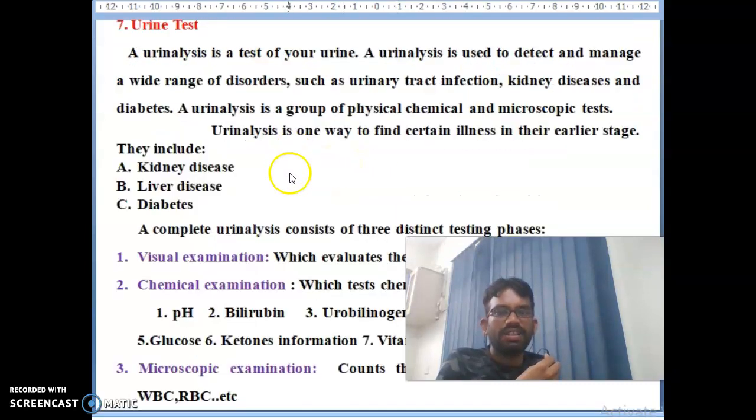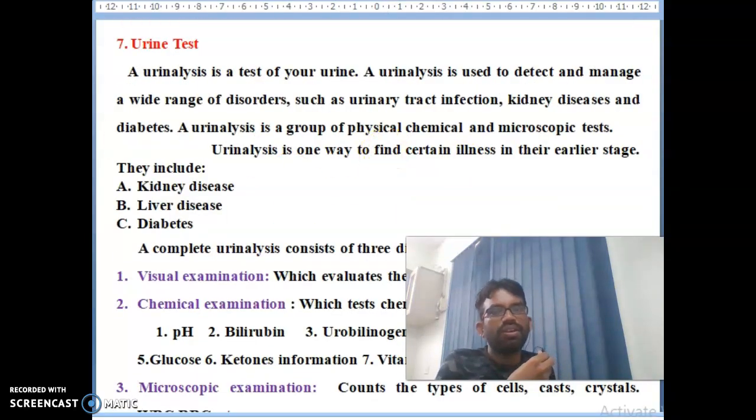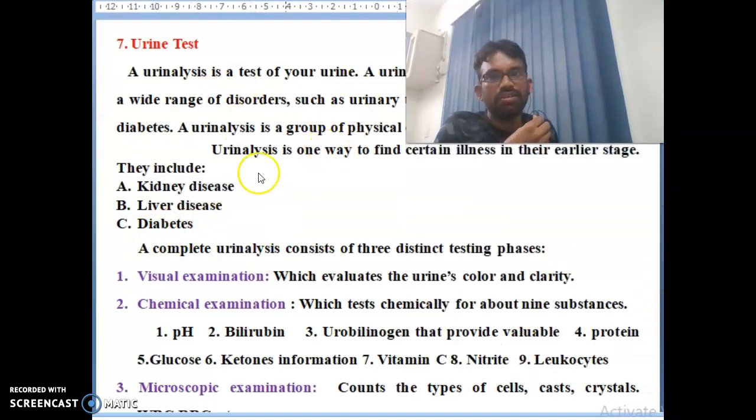And next one, see here, the urine test. Urinalysis is a test of your urine. It is used to determine and manage a wide range of disorders such as urinary tract infection, kidney diseases and diabetes. Urinalysis is a group of physical, chemical and microscopic tests. It is one way to find certain illnesses at an earlier stage, including kidney diseases, liver diseases and diabetes. These you can find out from the urine test also.